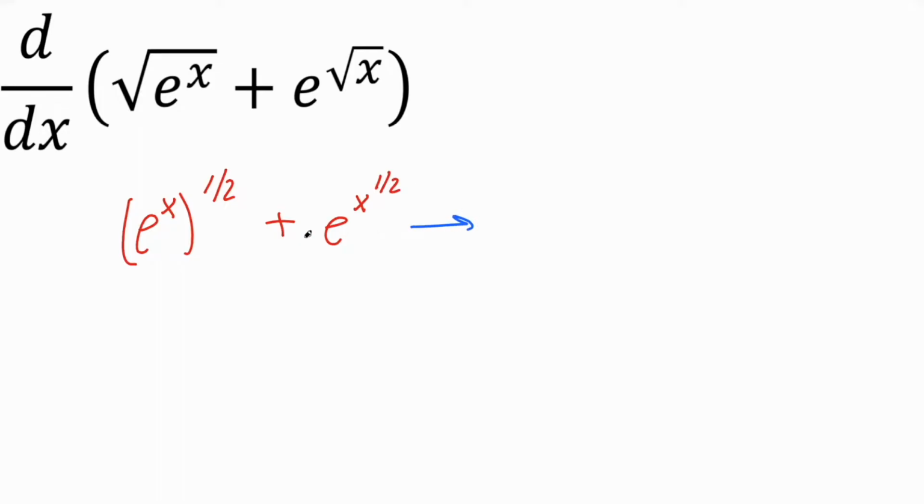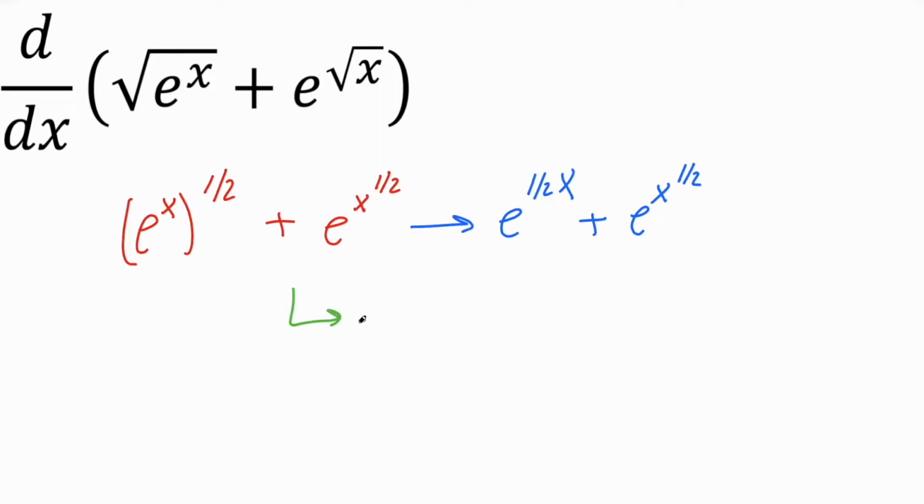Now this right here, if we clean it up a little bit, (e^x)^(1/2) is the same as e^(1/2 x), plus this piece, so (e^x)^(1/2). Okay, so now we're going to take the derivative of this piece, and we'll take the derivative of this piece. So the derivative of e^x is just e^x.